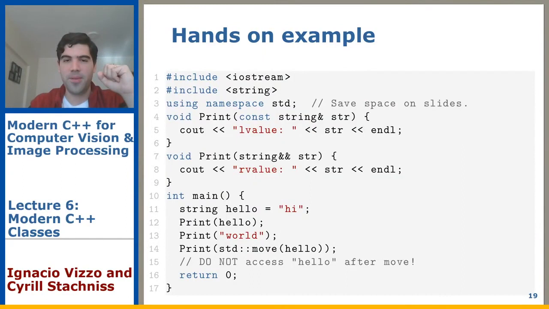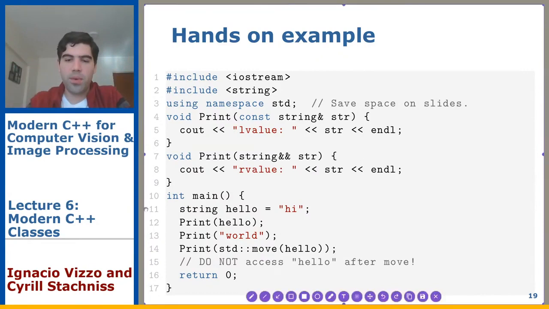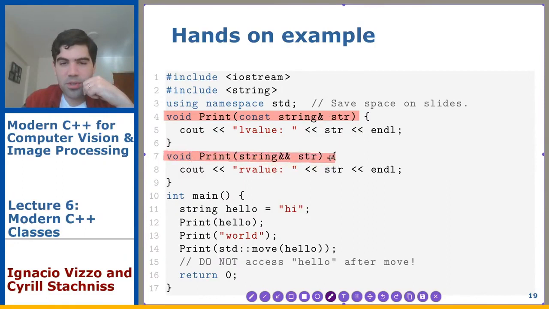Let's quickly go through it. We have one print function that takes as input argument an R value, and the same function name, and we saw in the overloading examples in the function lecture that you can use the same name of the function with different arguments. Here you use the double ampersand to say, okay, this is an R value. If you try this example, you will play around and it will help you to understand the concept.